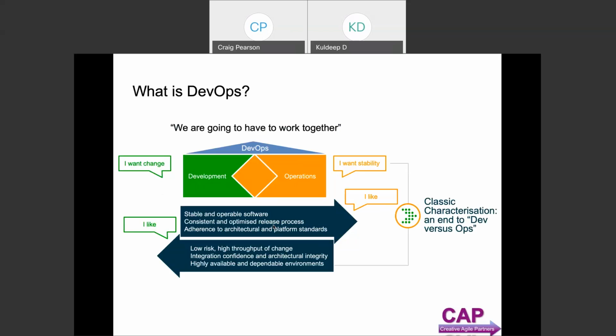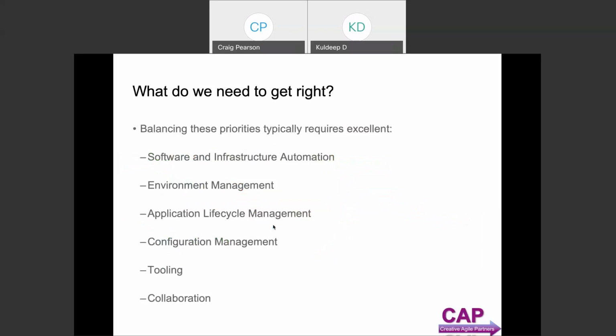So we use common tools and common platforms to try and bridge that gap. Everybody starts to share software and infrastructure automation. Environment management is handled across the software delivery lifecycle. We do configuration management to make sure that environments are consistently configured, and we use the same kind of tooling end to end. Okay, so that's the kind of thing we need to get right to make DevOps a success.